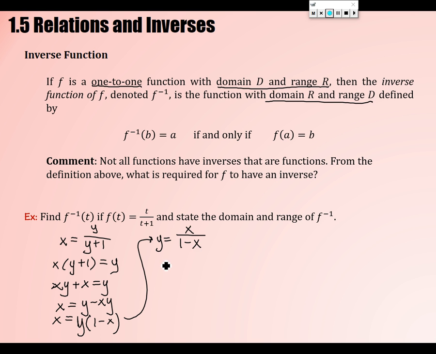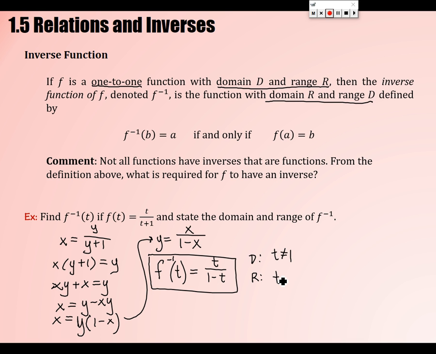All right, so if we're writing it using the original notation, we'd say f inverse of t is t over 1 minus t. And it also asks for the domain and range of that. What is the domain? Yeah, t can't be 1. And what's the range? Not equal to 0, I think. Yeah, it can be equal to 0. If t is 0, then it can be 0. What do you think?